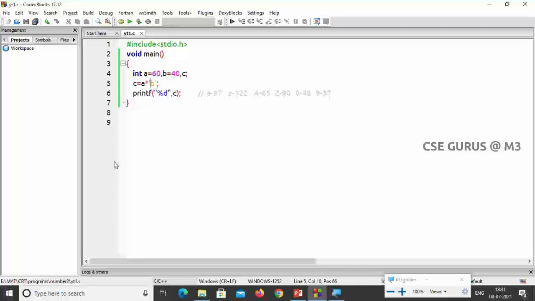So we know the range of integer we have taken, as it is taking 4 bytes here. So it takes values in the range minus 2 power 31 to plus 2 power 31, right? Otherwise it will give garbage. So this is simple about multiplication.